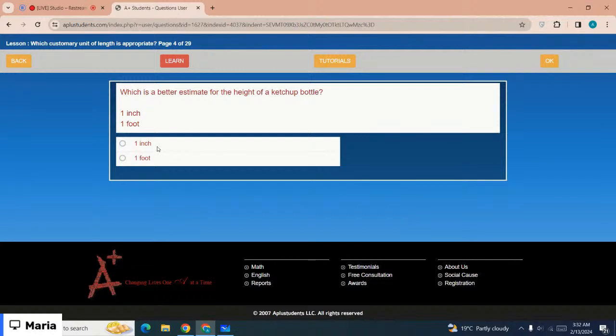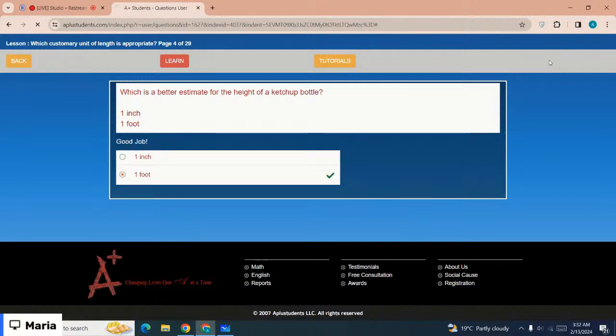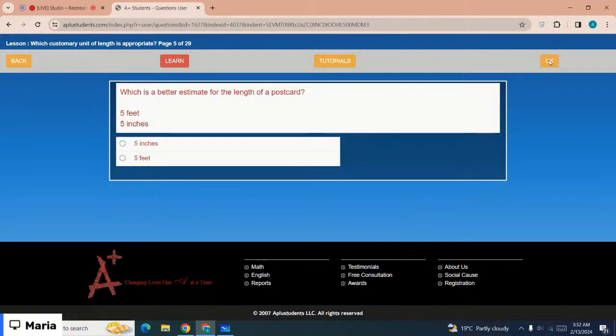A ketchup bottle must be 1 foot. 1 inch is too small for a ketchup bottle. Which is a better estimate for the length of a postcard? A postcard must be 5 inches, right? The correct option is 5 inches.